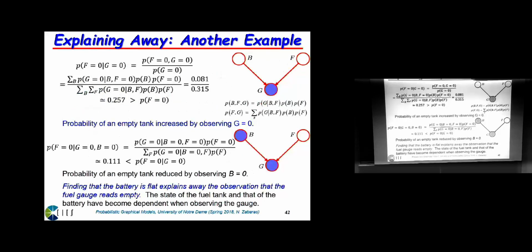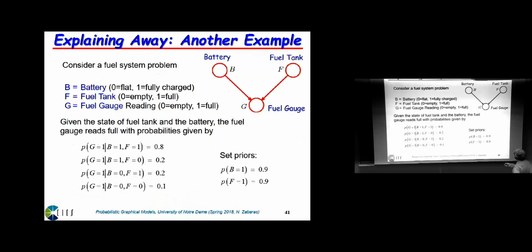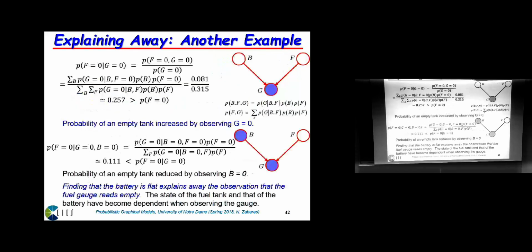Don't say, yeah, I know he got 0.111. Get 0.111 yourself, because you will appreciate that these numbers are not magic, right? These numbers come basically from these conditional probabilities that we assume known and these priors, okay? So when you do this algebra.